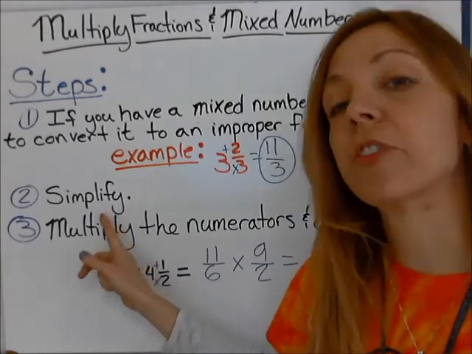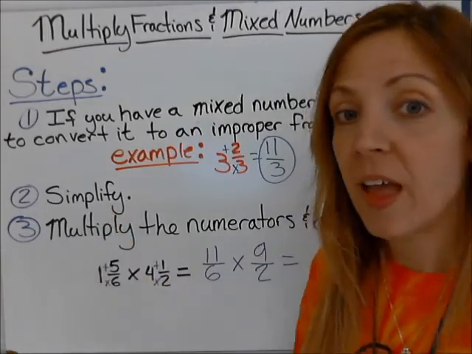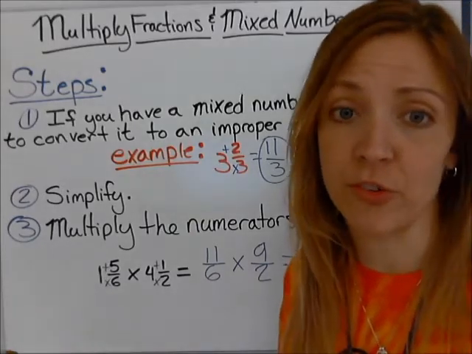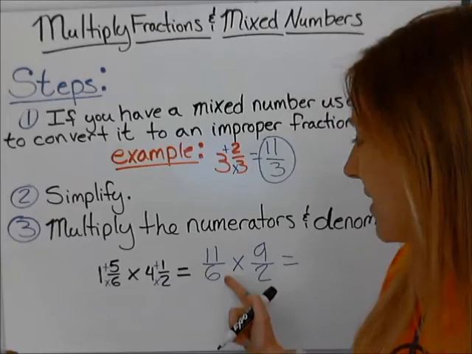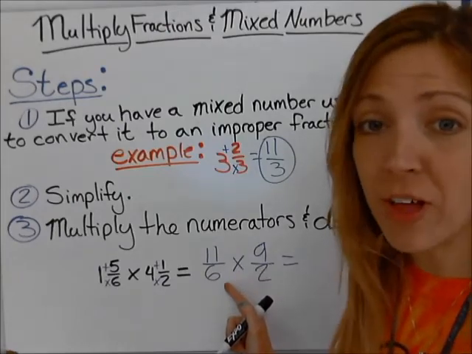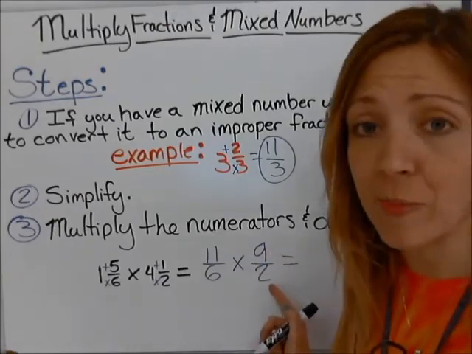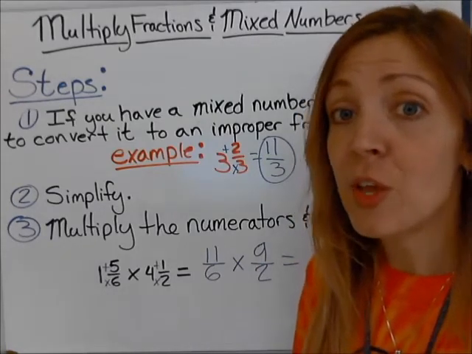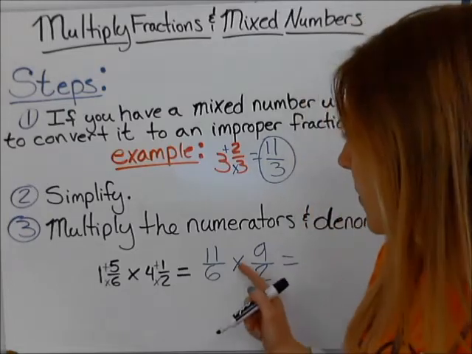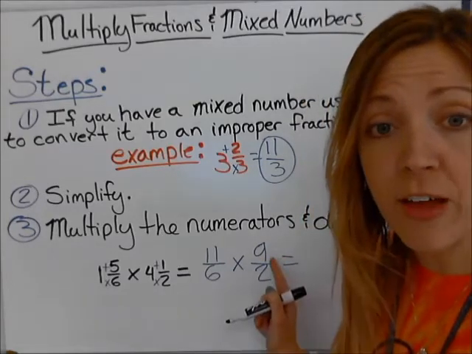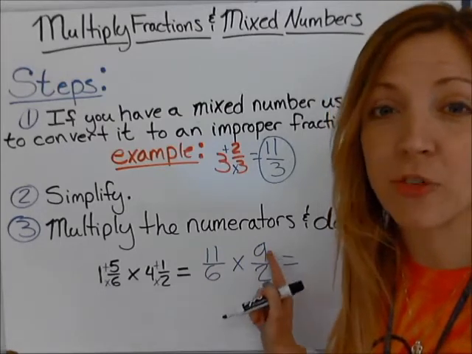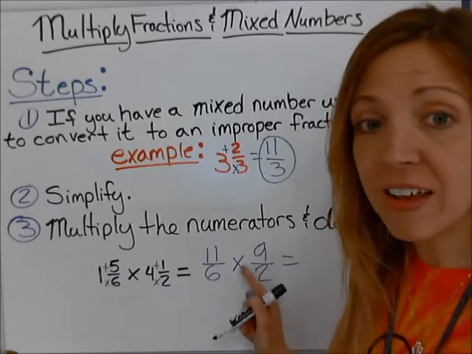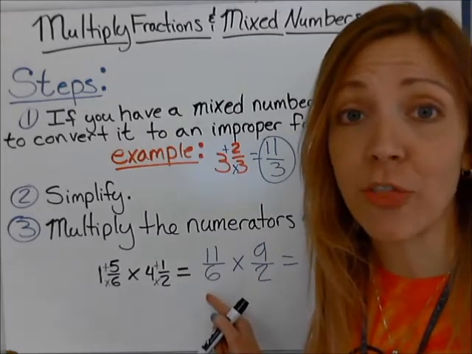All right, this step 2 right here, simplify. I can do that at this point. Simplifying means to simplify the fraction as much as you possibly can. Well, 11 and 6 don't have a common factor, and 9 and 2 do not have a common factor. But there's something really cool that you can do when you're multiplying. You can look across and find common factors between your numerators and denominators only. So 9 and 6 do have a common factor. They have a common factor of 3.